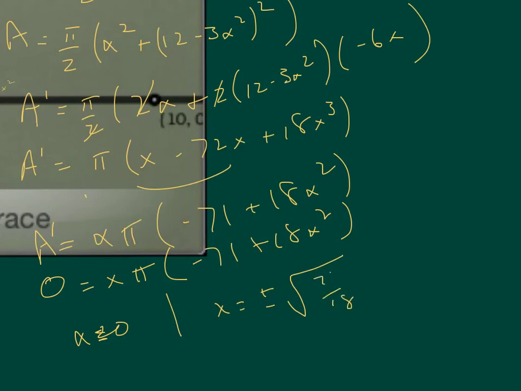Now, we're going to reject the negative because we're talking about a length, and the square root is 71 over 18. When you type that in your calculator, you're going to get x is equal to 1.986062548. Great. Thanks. See you tomorrow.